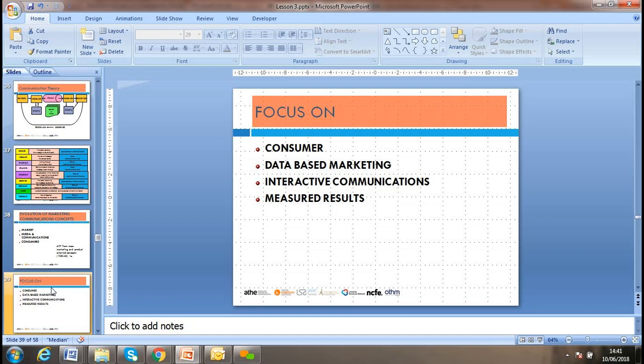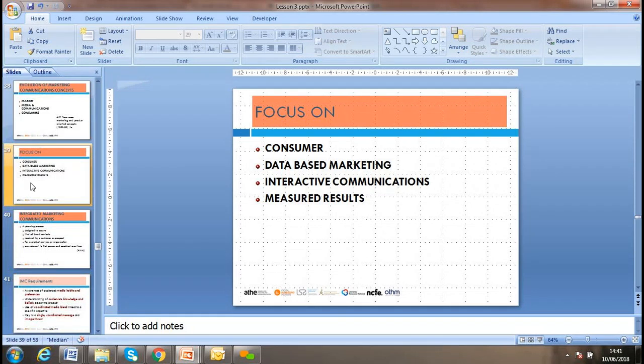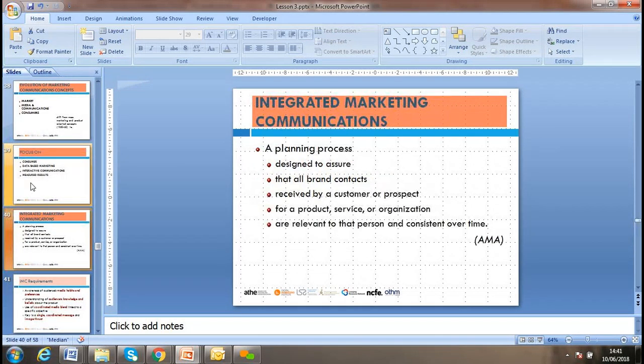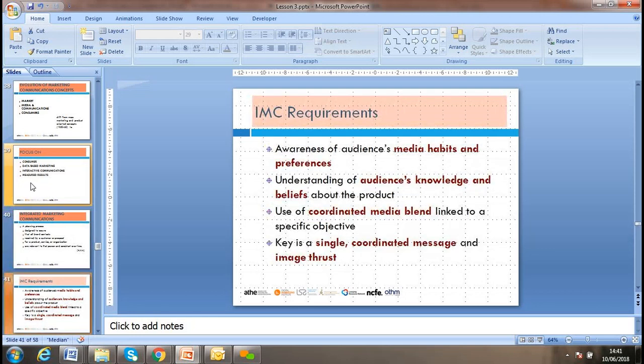We need to find out, if we are promoting to youngsters, how much is the education level in the country, how many people have a personal laptop or computer or technology available to them. So we need to choose the right media, the mode of communications as well, and we can measure the result as well. Okay, so this is integrated marketing communication, a planning process designed to assure that all forms of communication are integrated, received by a customer or the prospect. So all this comes under marketing communication.